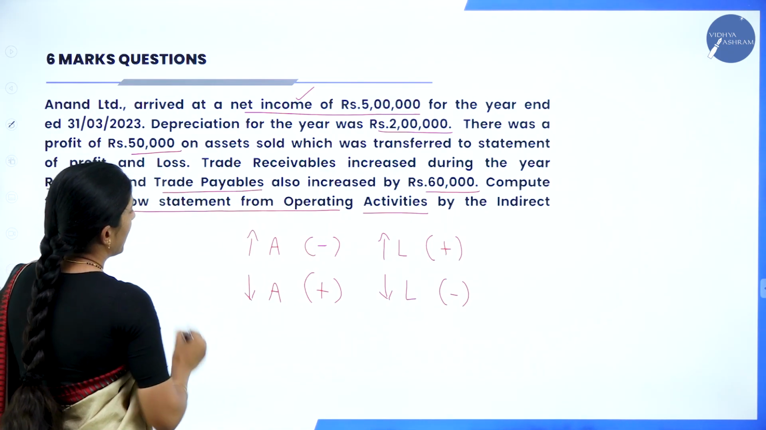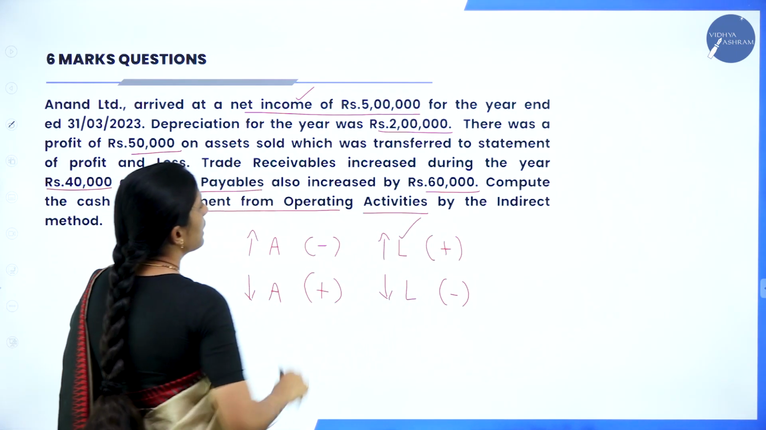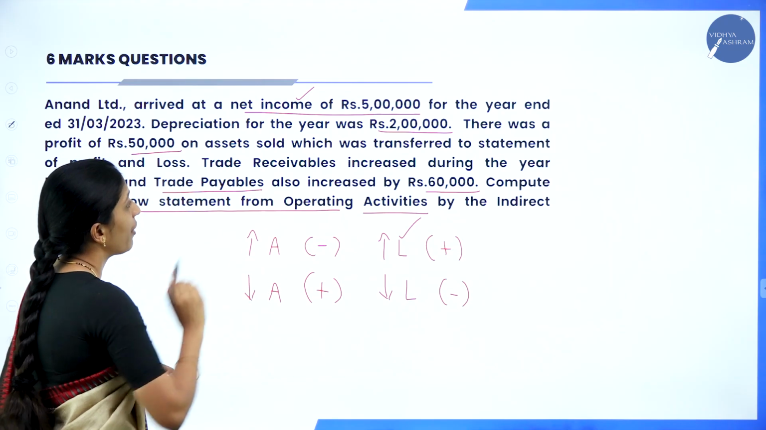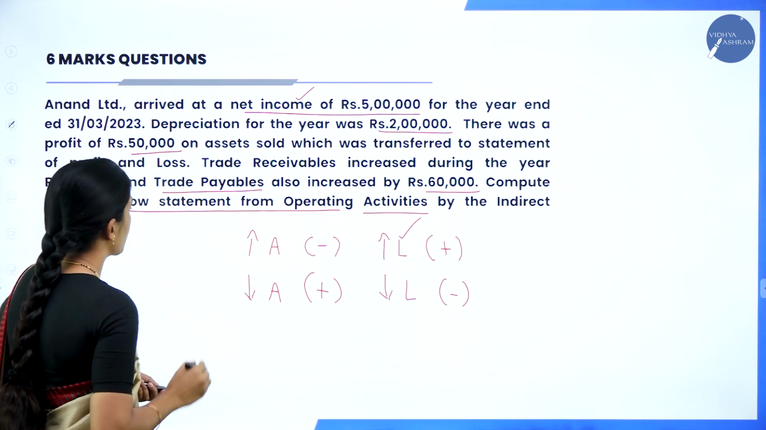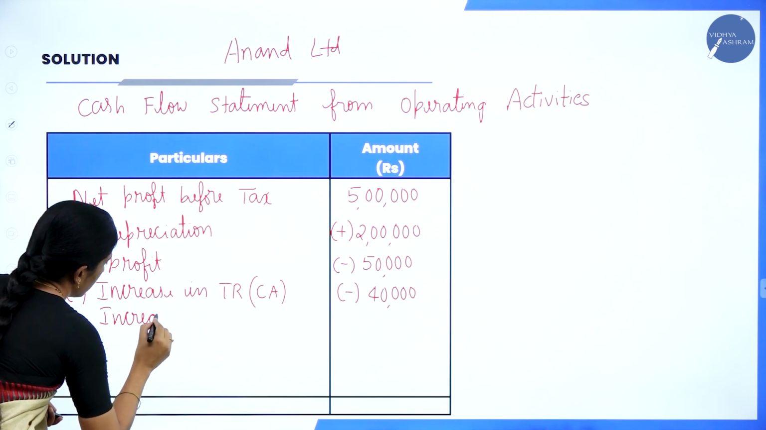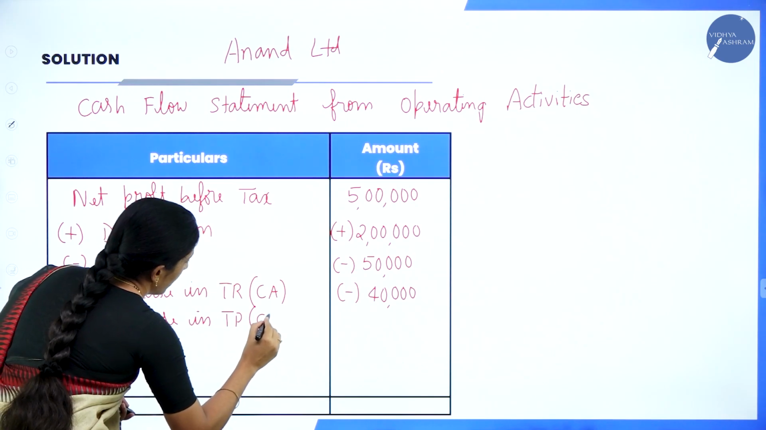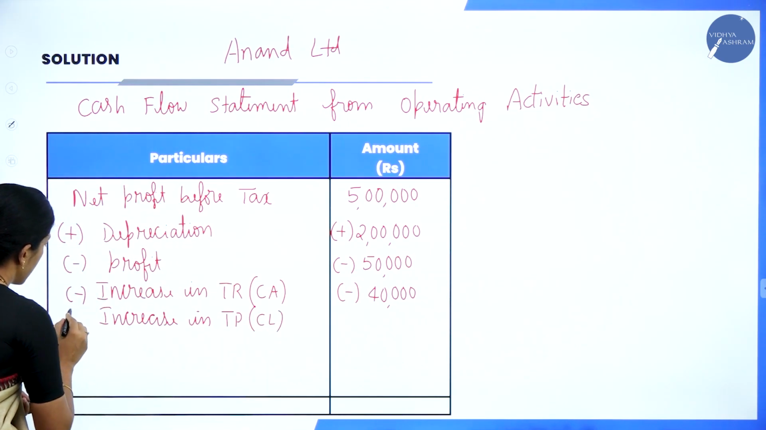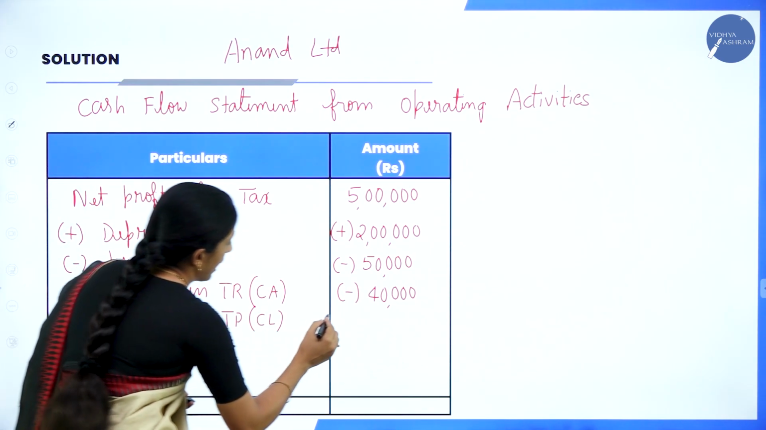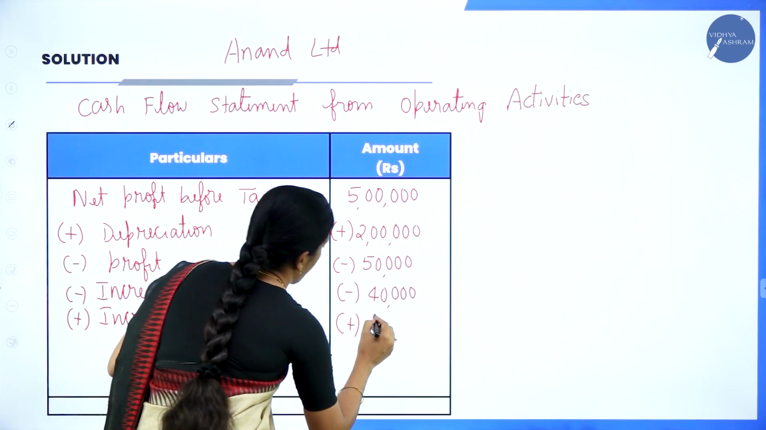Next, trade payable. Trade payable is what? Current liability, correct? So, increase in current liability. So, what you have to do? You have to add. So, how much? 60,000. Increase in trade payable. So, this is current liability. So, increase in current liability you have to add. So, that is 60,000.